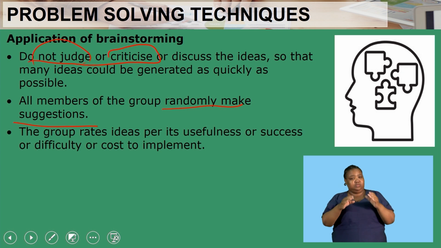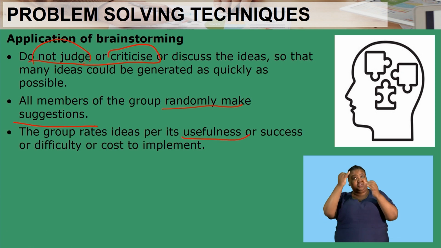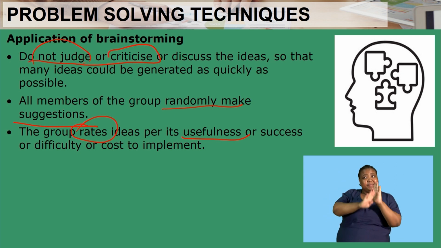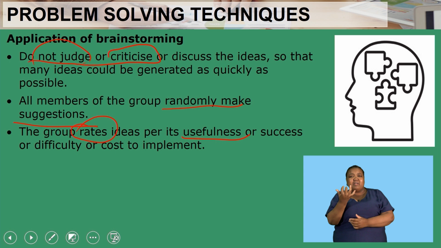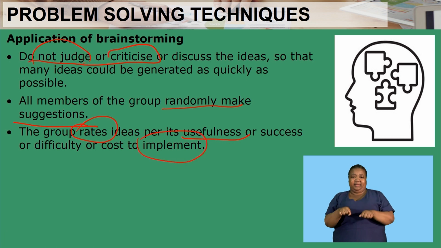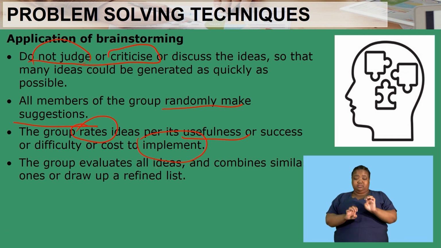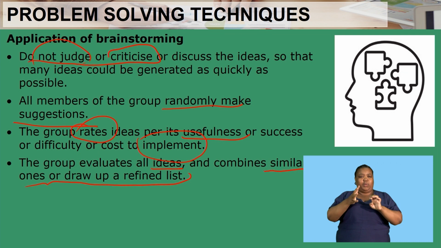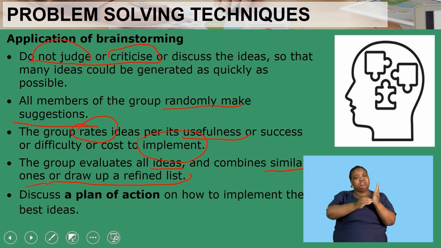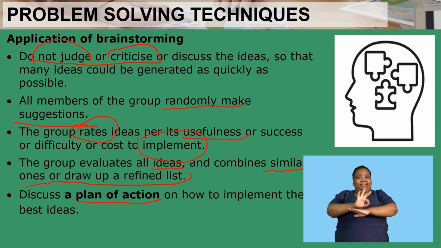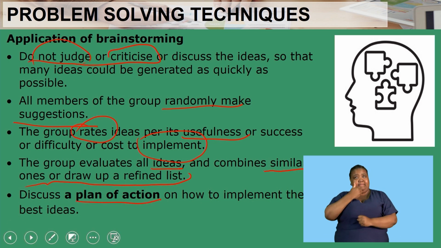The group rates the ideas per their usefulness. So we are rating the ideas per their usefulness or success or difficulty or cost to implement, putting it into action. That is what implement means. The group will evaluate all the ideas and combine similar ones or draw up a refined list. Discuss a plan of action on how to implement the best ideas.